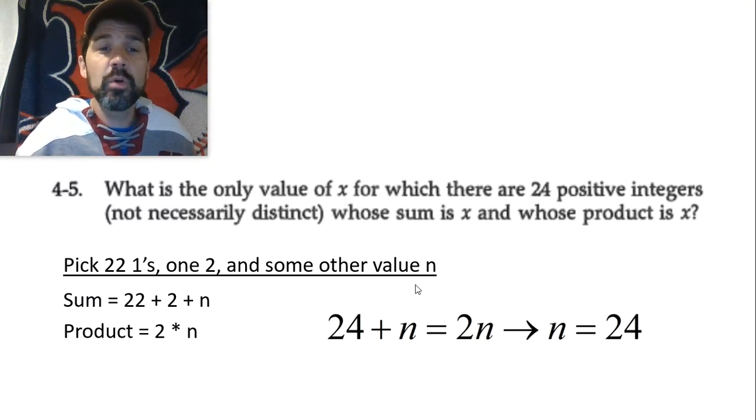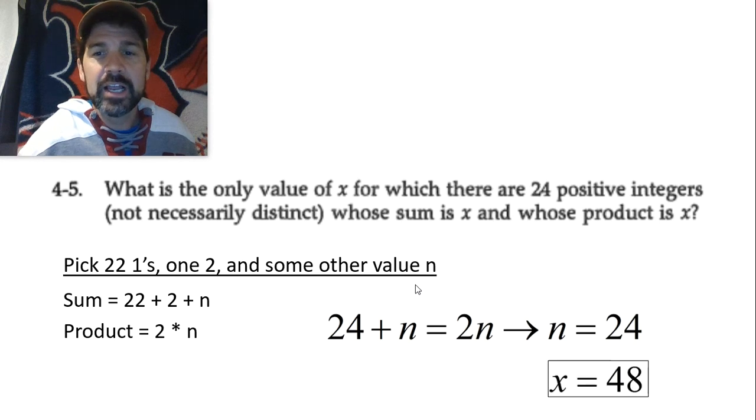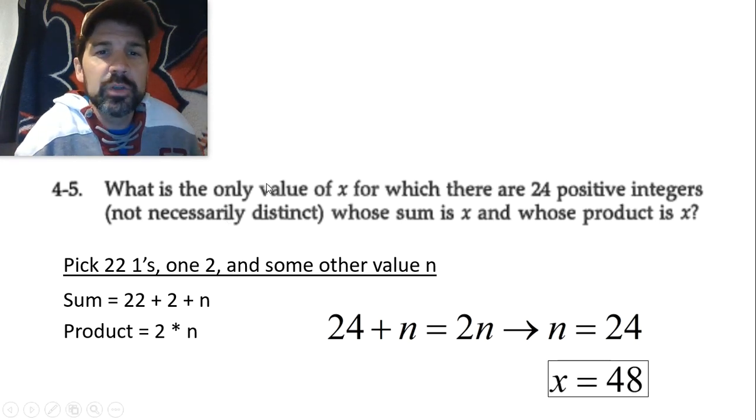So if n is 24, then the product would be 48. The sum would also be 48. And we're technically done because it says there's only one value.